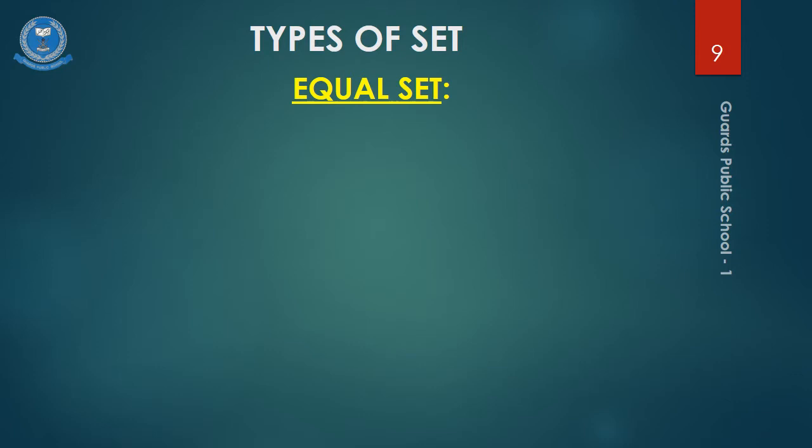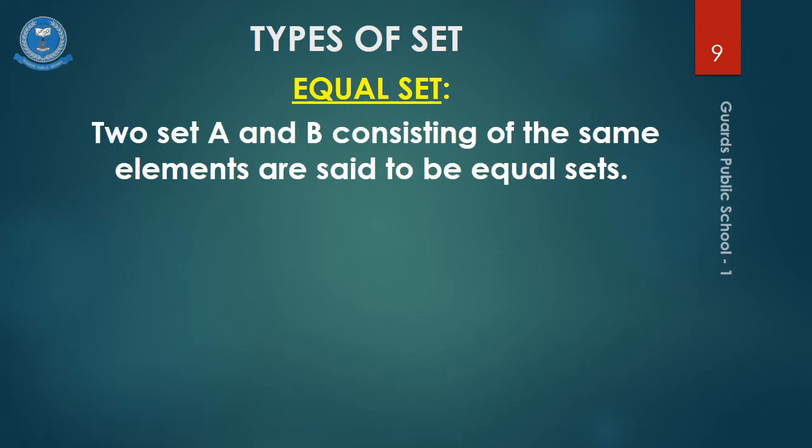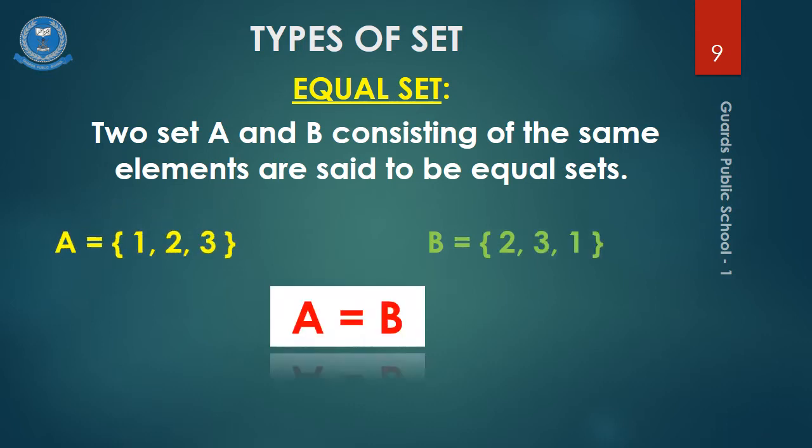Third type is equal set. Two sets A and B consisting of the same elements are said to be equal sets. It means if you have two sets and the digits which are present in the first set are also present in the second set, then the two sets are equal.